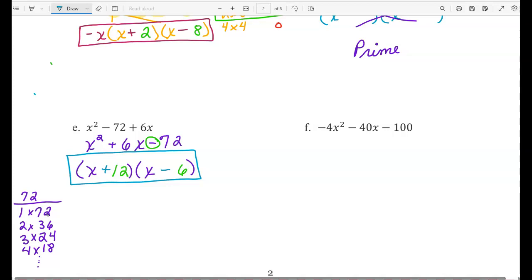Again, you could always check your factoring by foiling, distributing out, and making sure you get back to the original problem. Okay. Last problem, I see a negative in front, so right off the bat, I think I want to factor out the GCF. I'm going to look at 4, 40, and 100. They all divide by 4, so I'm factoring a negative 4 out.